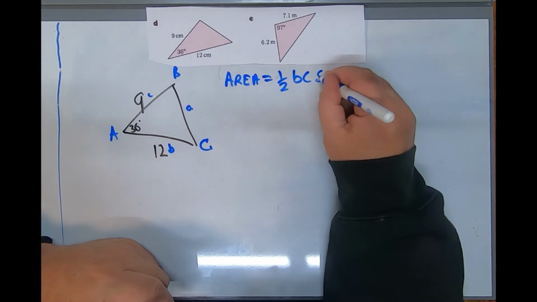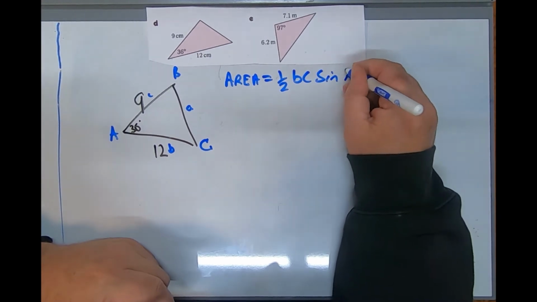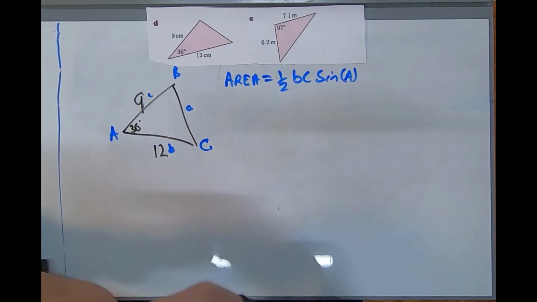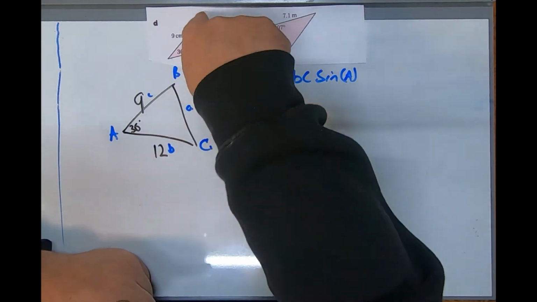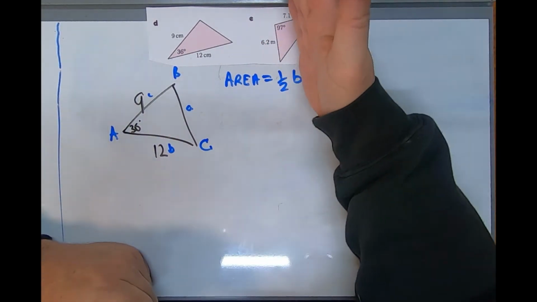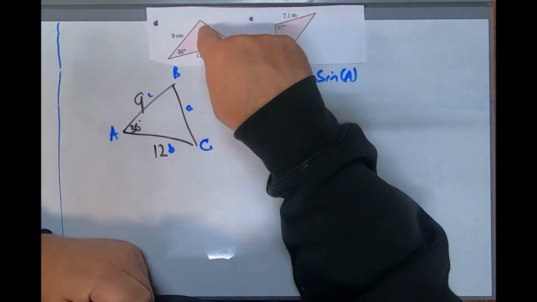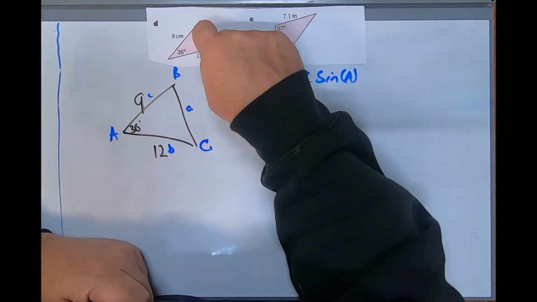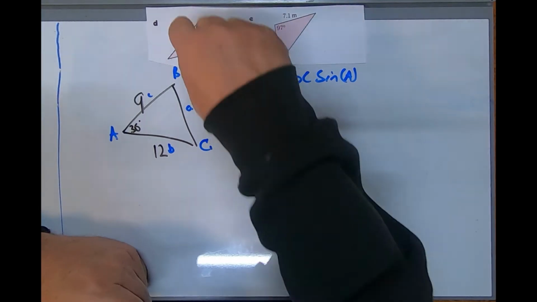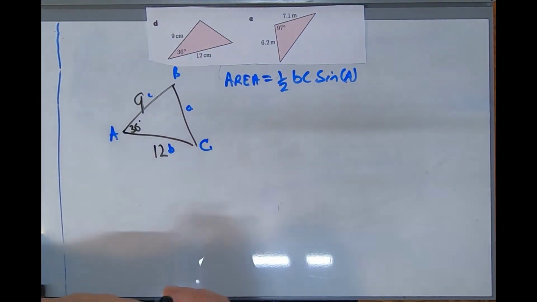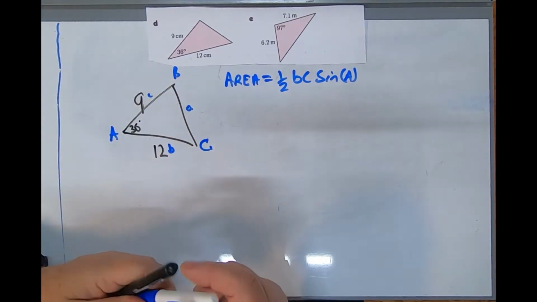Formula for area, 1/2 BC sin A. So we're going to use this new labelling system with all these triangles that don't have a right angle. There's no right angle in this triangle. It's not isosceles, so I can't split it in half. This one looks like a right angle, but we can't rely on that. Otherwise, it would have the little symbol there. So we use this system for that.